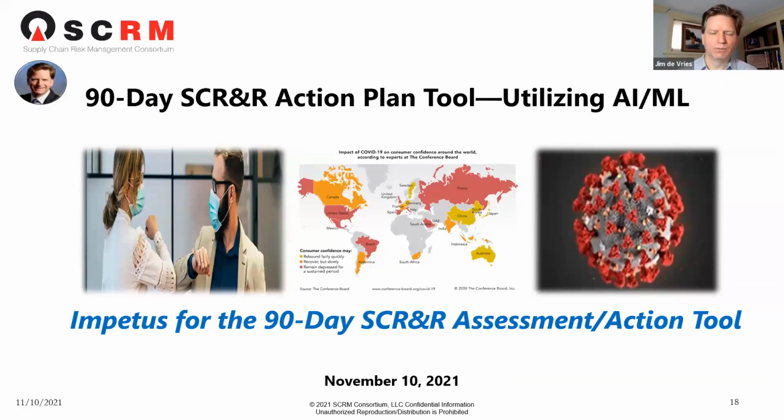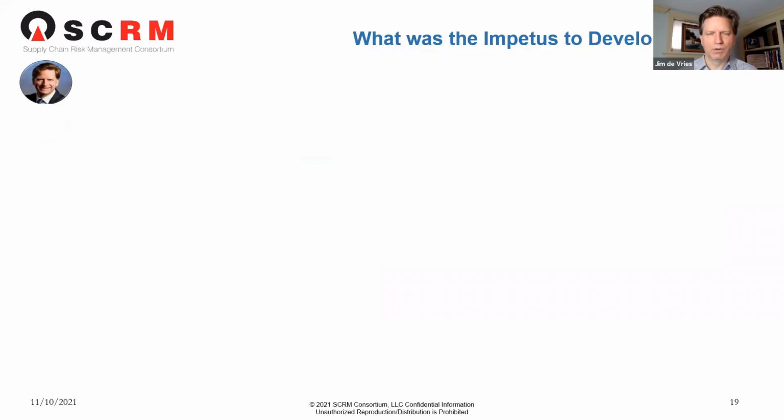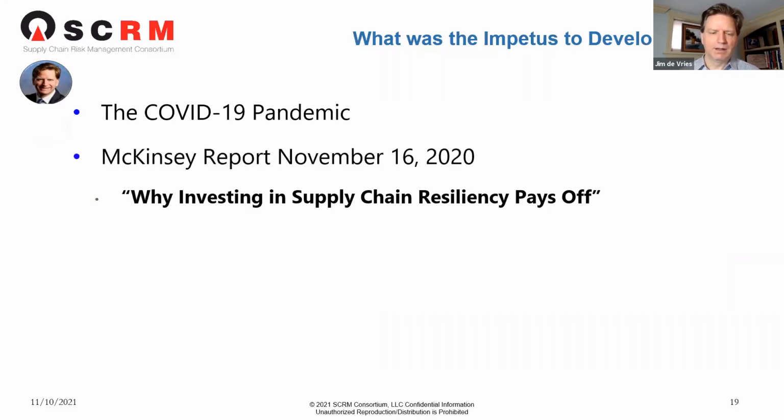The second section focused on what drove Greg and us to, what's the impetus for developing this prescriptive 90-day supply chain risk and resiliency assessment and action plan, aligning to where you are today and what you need to do next. We're not in the hallways anymore, so to speak, and we want to just share with you some of our thoughts of what was the impetus of this tool. Of course, the COVID pandemic was a big piece of it, and not being able to go out and walk in the hallways. The McKinsey Report in 2020 on why investing in supply chain risk or supply chain resiliency pays off.